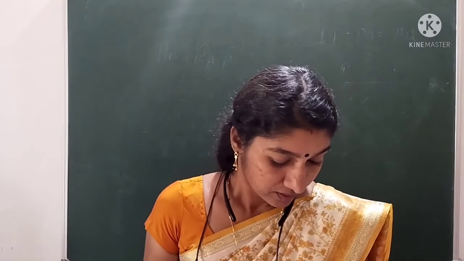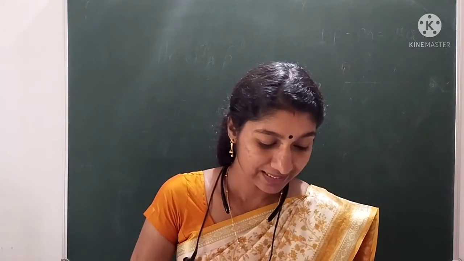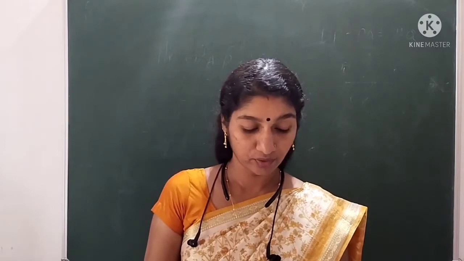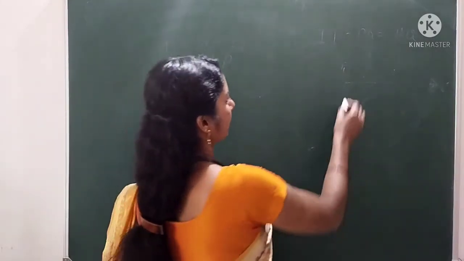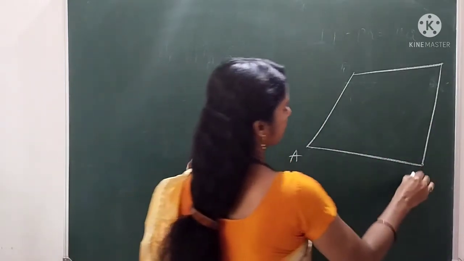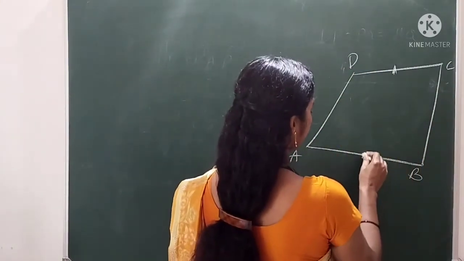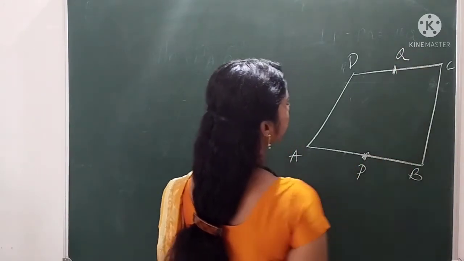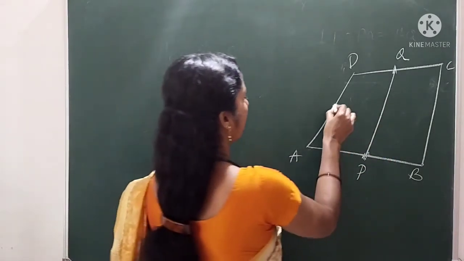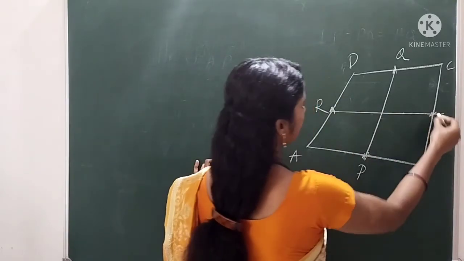Then next one. Show that the line segments joining the midpoints of opposite sides of a quadrilateral bisect each other. We need to prove it for the line segments joining the midpoints of opposite sides of a quadrilateral. So we can just draw a quadrilateral. We can give the name ABCD. Mark the midpoints of the sides as P, Q, R, S. Just join these midpoints.